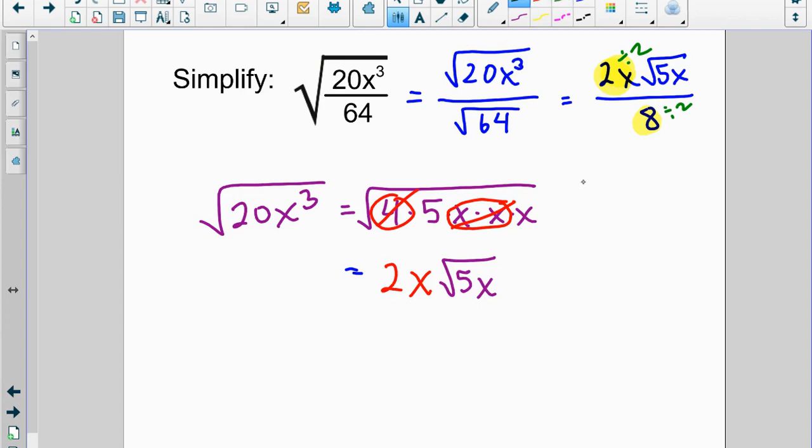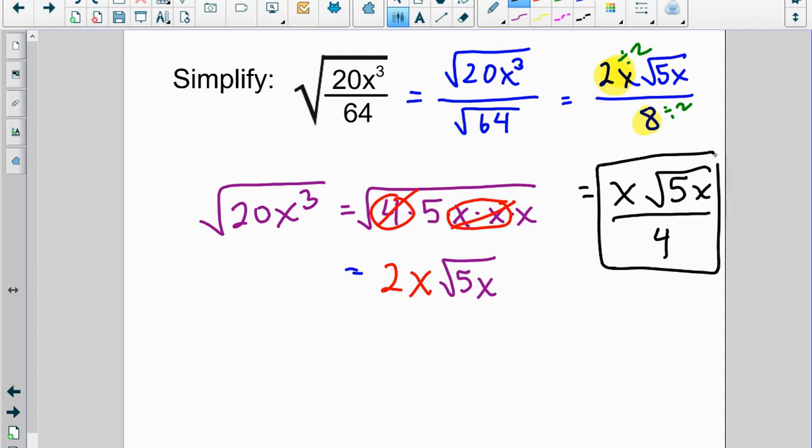And our final answer then, after we divide those by 2, 2x divided by 2 is just 1x, or simply just x. And I bring the radical part along. Notice I don't divide that by 2, just the coefficient part. And then the denominator, 8 divided by 2 is 4. So I have x times the square root of 5x all over 4 as my simplified form for this last one.